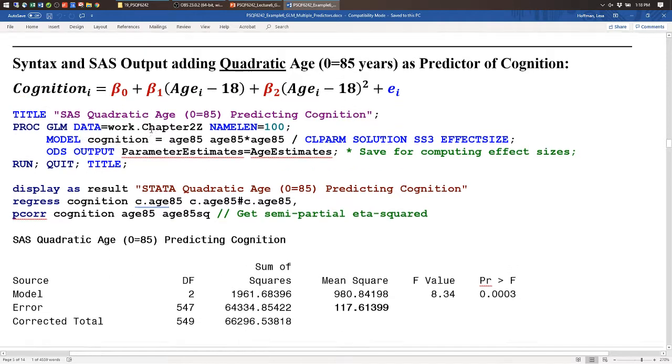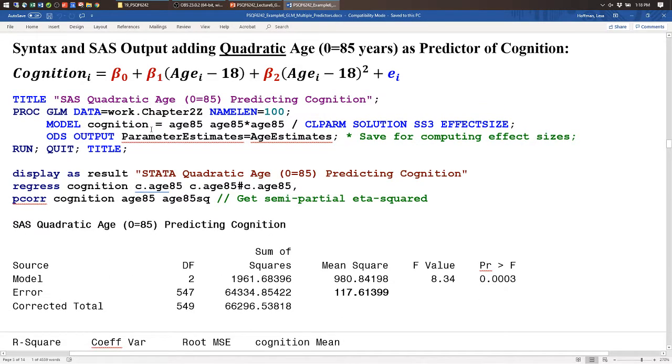I did need to run the next one, whether or not that linear slope of age is sufficient. I'm adding in a quadratic. In both programs, you don't have to compute the quadratic variable ahead of time. You can define it sort of on the fly. In SAS, it's an asterisk, and in Stata, it is, we want to go pound sign or hashtag, folks?